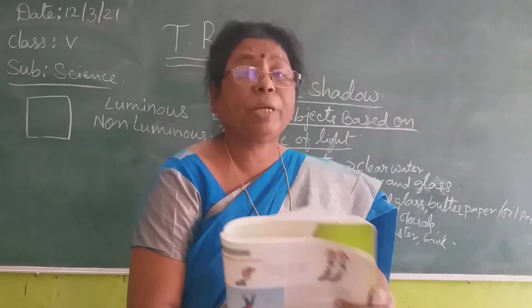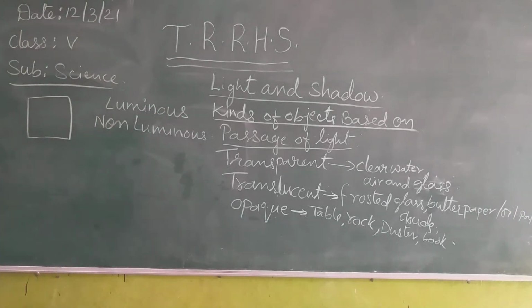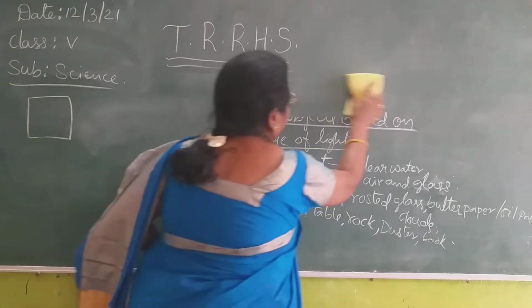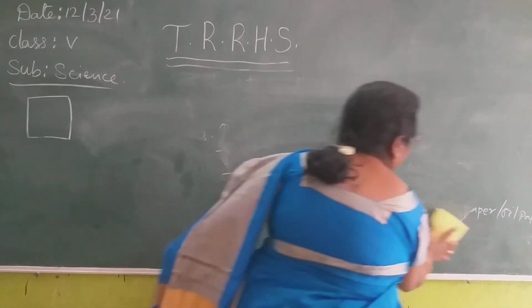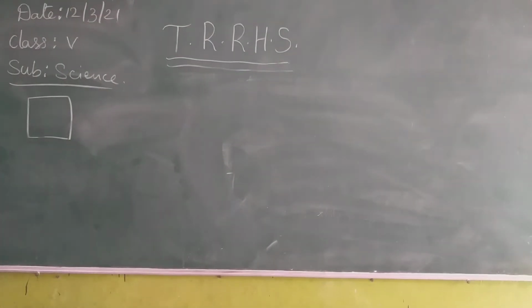Next, coming to the experiment. Here the experiment is given for you. Do this experiment and find out. Easy experiment. Nothing is there. Only you have to write here. That's all. In the table you have to write experiment 1.